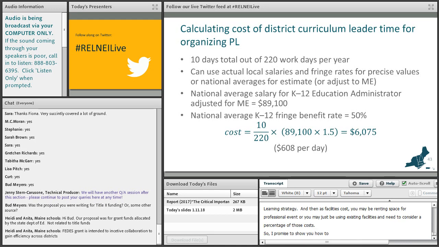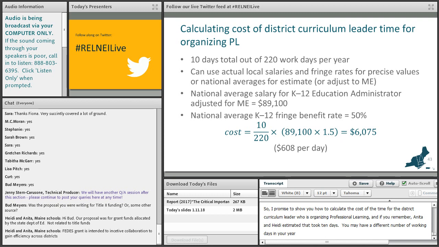So I promised to show you how to calculate the costs of the time for the district curriculum leader who's organizing the professional learning. And if you remember, Anita and Heidi estimated that took 10 days of their time each year. They have a 220-day work year. You may have a different number of days in your working year, so you just use whatever is relevant.